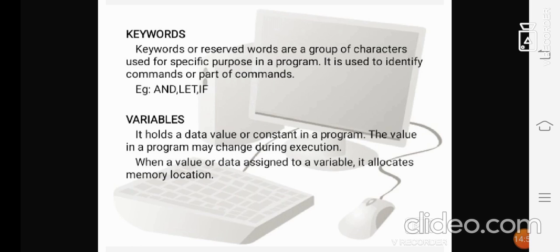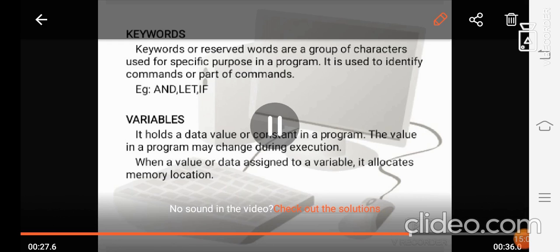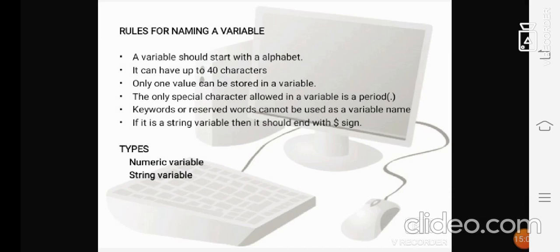And we have two types of variables. Okay, there are two kinds of variables that we need to know, very important. One is numeric variable, the other one is string variable, and these are types. But we have rules for naming a variable. There are 6 rules that we need to know for variables.